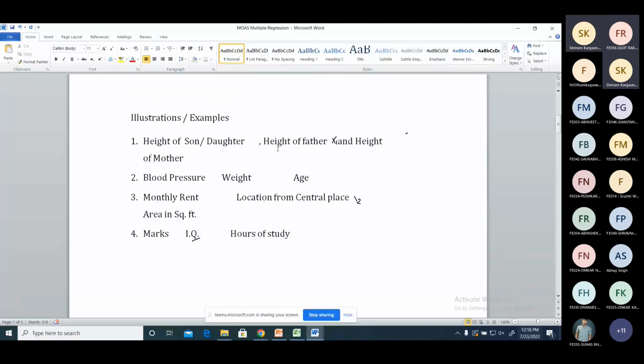Okay. So first I will tell you what is the need of multiple regression, with the help of examples.